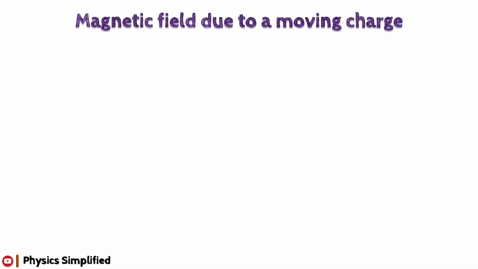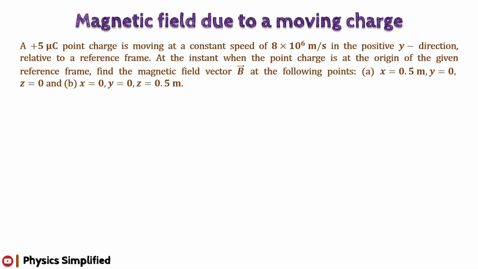Topic of discussion for this video: magnetic field due to a moving point charge. In this problem, a point charge of 5 microcoulomb is moving at a constant speed of 8 × 10^6 meters per second along the positive y direction with respect to a reference frame. We need to find the magnetic field at the given points when the point charge is located at the origin of the given reference frame.